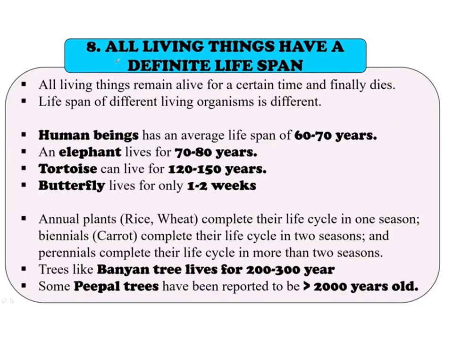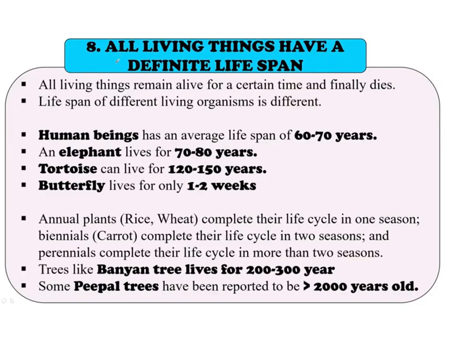Now coming to the lifespan. A human being has an average lifespan of 60 to 70 years. Okay, 60 to 70, that is the average lifespan, not for everyone. And an elephant lives for 70 to 80 years. Okay, that is their lifespan. Then a tortoise can live for 120 to 150 years, that is their lifespan, 120 to 150 years, and they are very slow in their movement.